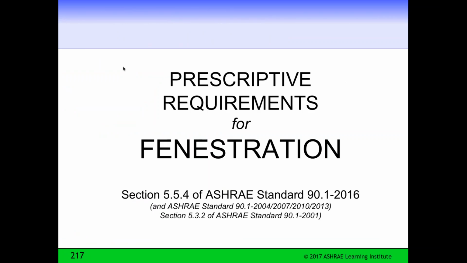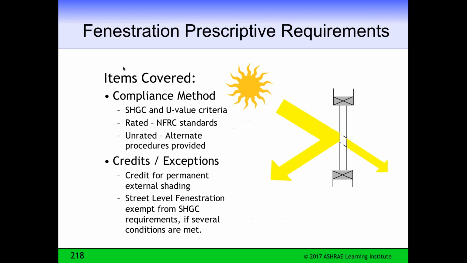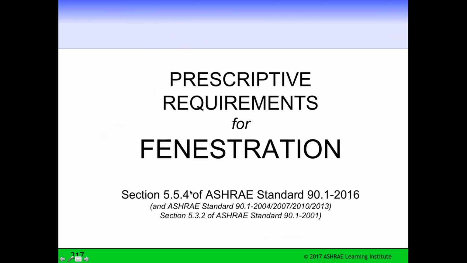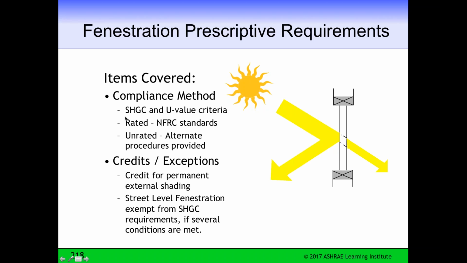Okay, we've just completed the prescriptive requirements for the opaque portion of the envelope. Now let's look at fenestration. And this is in section 5.5.4 of ASHRAE Standard 90.1. The items covered include a simplified approach to windows, solar heat gain coefficient, SHGC, and U value criteria. You must use the National Fenestration Rating Council standards or the European, the ISO equivalent.